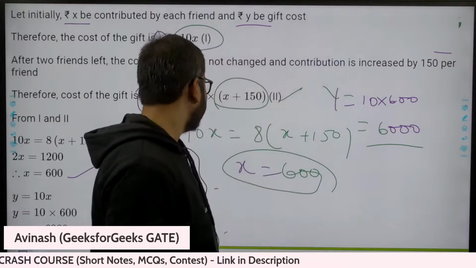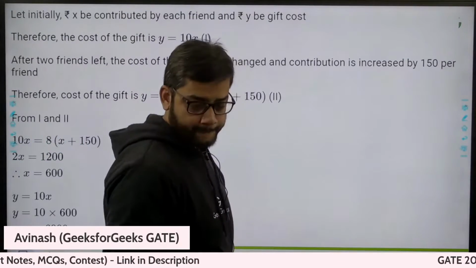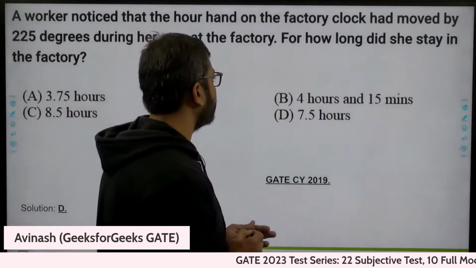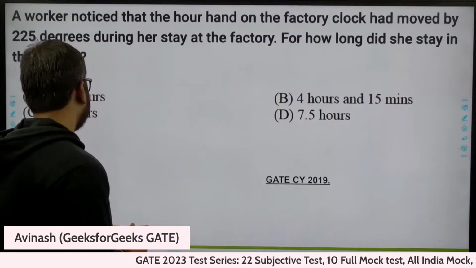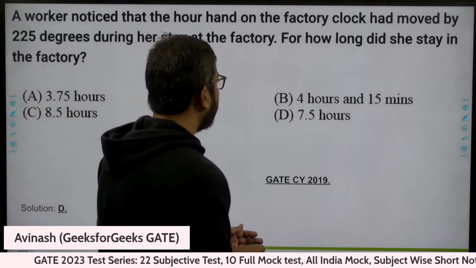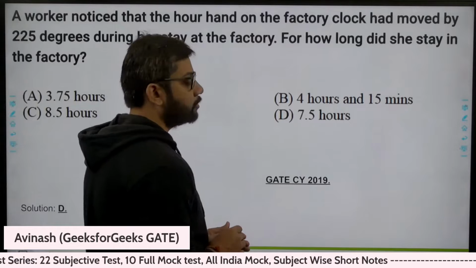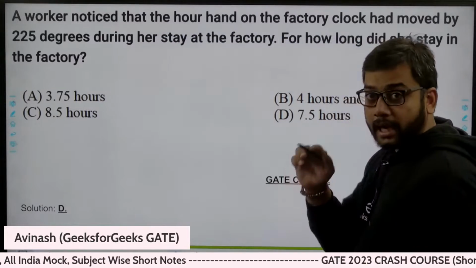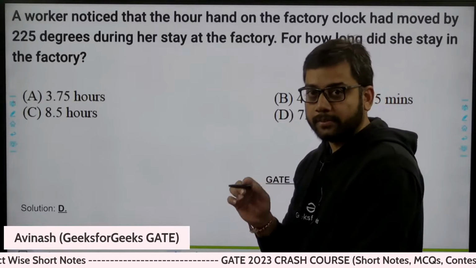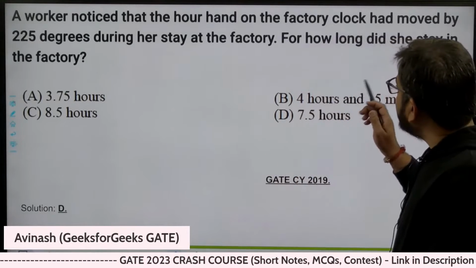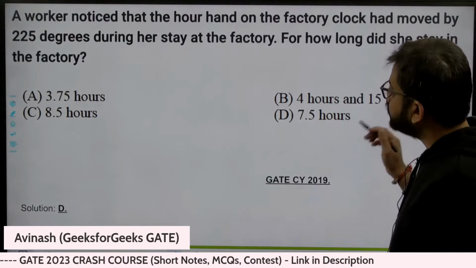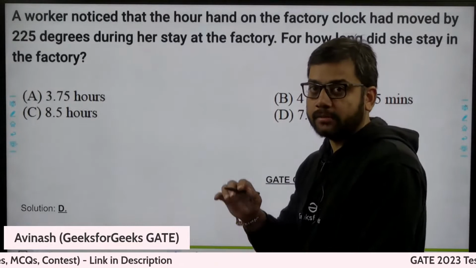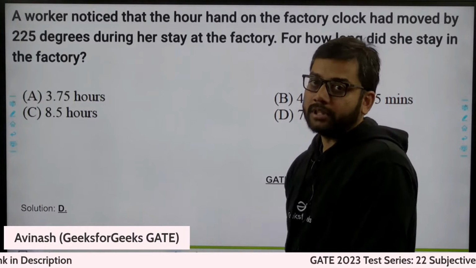Okay, moving to the next question. A worker noticed that the hour hand in the factory clock had moved 225 degrees during her stay in the factory. How long did she stay in the factory? Now look at the question and understand. A worker noticed that the hour hand, we are not talking about the minute hand, of the factory clock had moved 225 degrees during her stay at the factory. So whenever she was there in the factory, the hour hand has just moved 225 degrees.